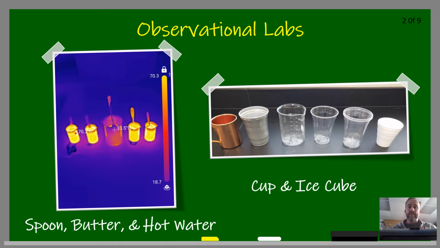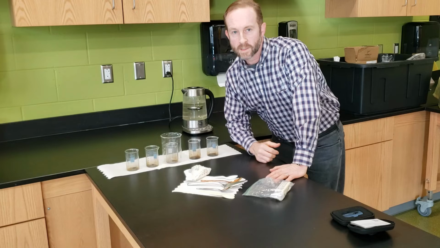I've created a couple labs. Some of these I've found from other sources, and I've created my own out of them. So what I'm going to be presenting is how these are run and some results that you can get from them. First we have a spoon and butter in hot water lab, and then we are going to look at using different cups of materials along with an ice cube in a melting ice cube lab. So let's look at our first lab here, which was a spoon and butter in hot water.